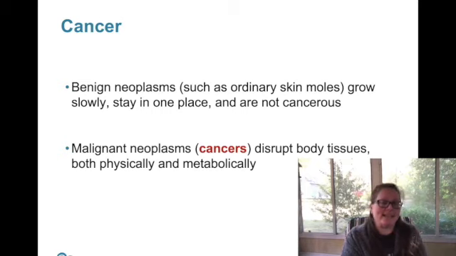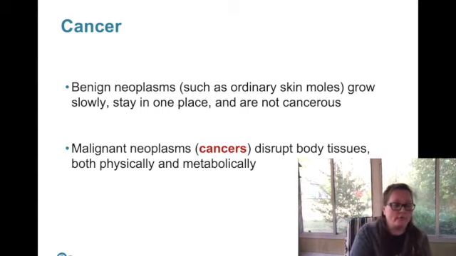Malignant is cancer. That's where it messes up all the body tissues around it, both physically and metabolically. That goes with the growth factor, the growth hormone factor I was talking about, and taking the nutrients from the surrounding cells. So if you have any kind of marks on your body and they suddenly start to look a little different, or if a new one appears, get it checked.